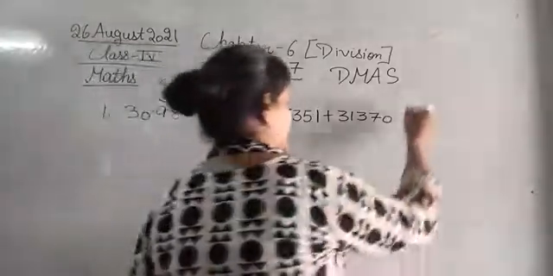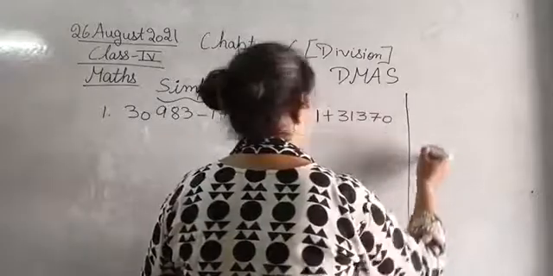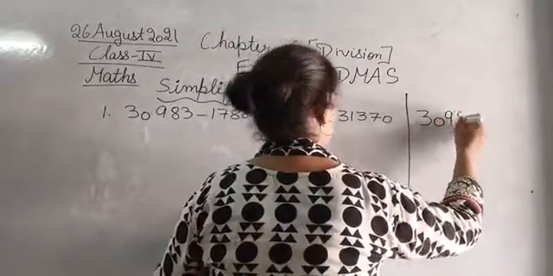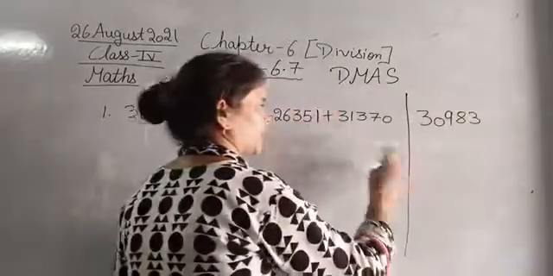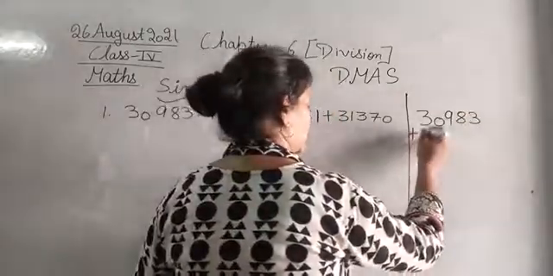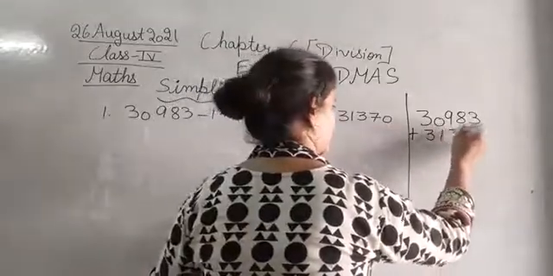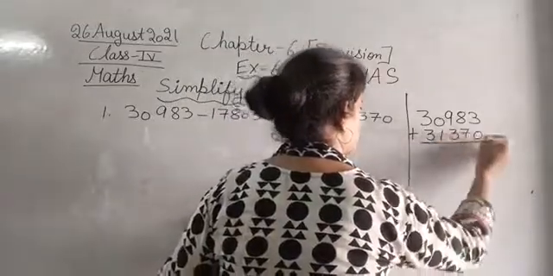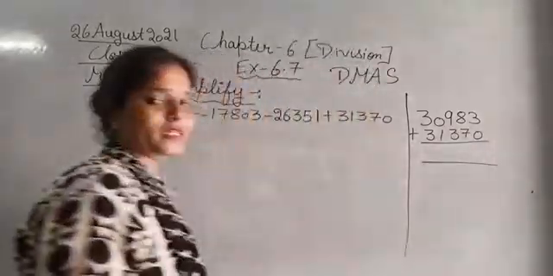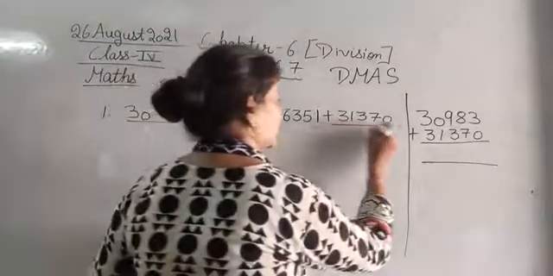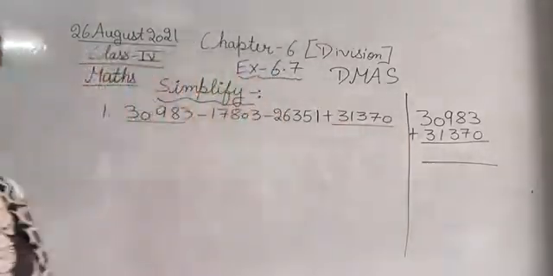Okay, so that means this 30,983 we will plus it with another additional number, so add a positive number, that is 31,370. First of all we will add the numbers with the same sign. So that means we will add this and this.